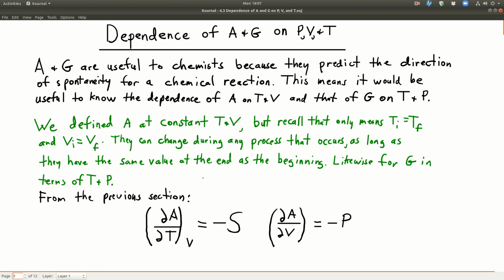So what we're going to do here is see how Helmholtz energy and Gibbs energy depend upon these variables: temperature, volume, and pressure. These are really useful to chemists because they let us know which direction a chemical reaction is going to proceed spontaneously. So we showed already in the last section these equalities here. Partial A, partial T, constant V equals negative S. Partial A, partial V at constant T is equal to negative P.